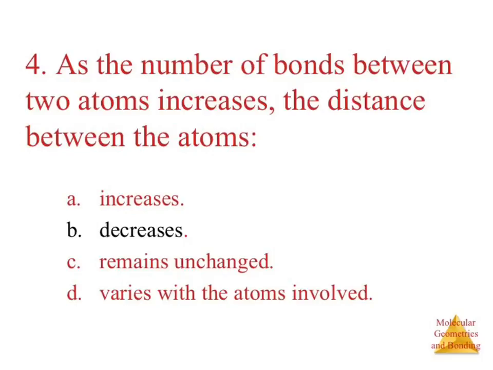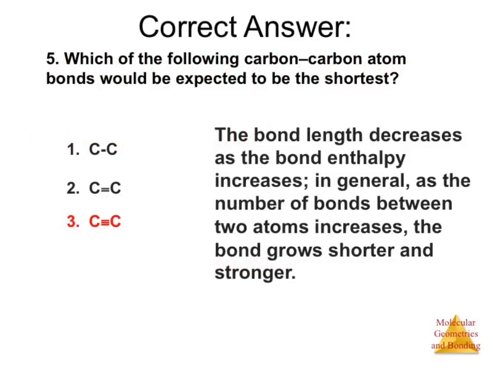As the number of bonds between two atoms increases, the distance between the atoms decreases. You're putting more electrons in between that space. That's going to draw the atoms closer to each other. Which is the same question here. Which of these is going to be the shortest? You're putting more electrons between those two carbons in the triple bond. Those two atoms get drawn closer towards each other.